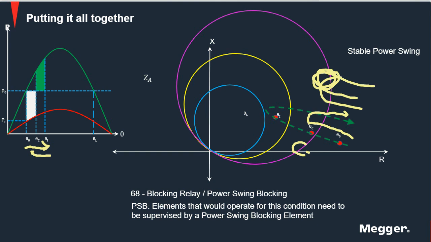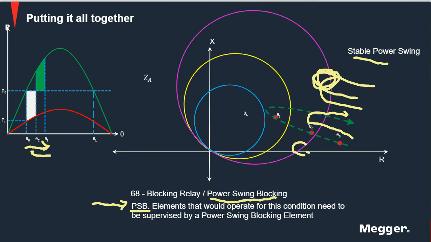Now, you do not want your impedance elements to trip during a stable power swing. You want your impedance elements to avoid tripping during a stable power swing. And for that, you apply a type of protection element called a power swing blocking element. It's element 68 in the ANSI protection codes. It's a blocking relay, also called a power swing blocking relay.